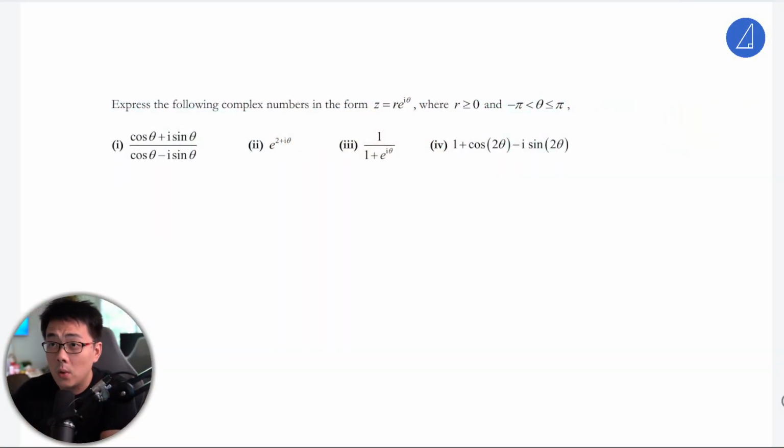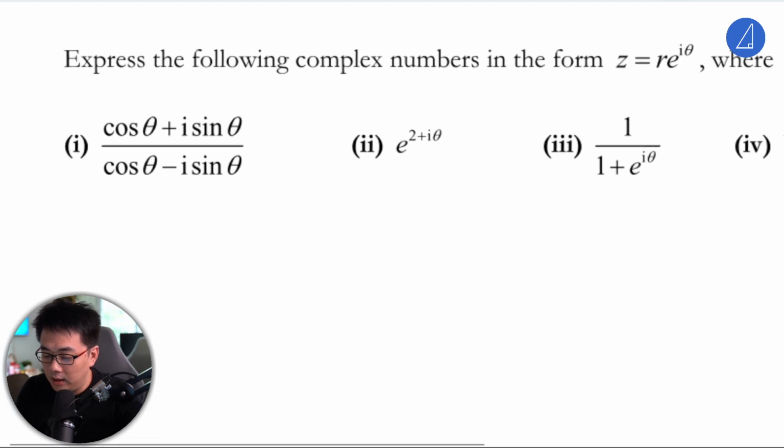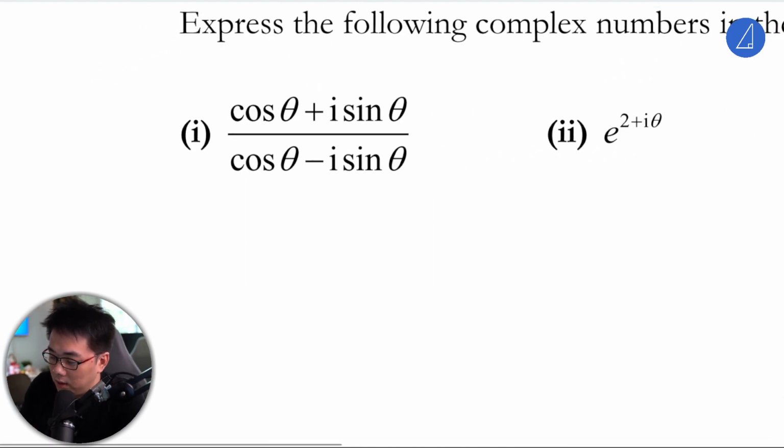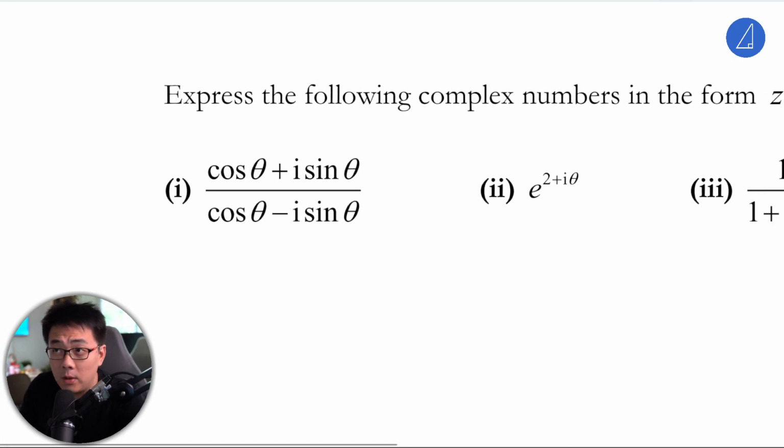Alright, so let's look at this question here, which is to express the following complex numbers in terms of the exponential form. So you can do this proficiently. I think the first one is pretty okay. What you need to understand is essentially change it to exponential form. That will be the easiest way.